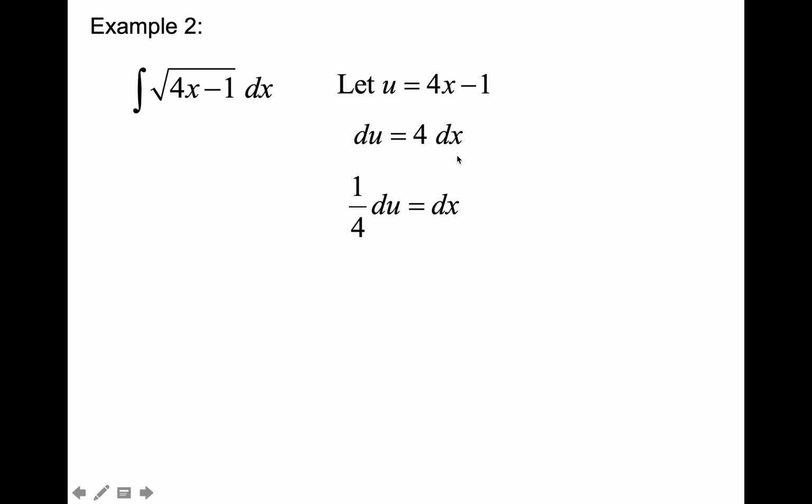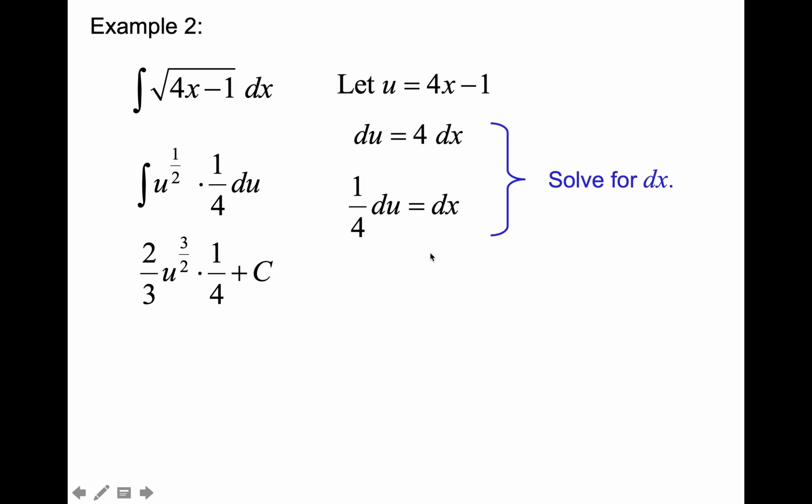So what we can do is solve for dx, because I want to be able to substitute the dx for something in terms of du. So I have to solve this for dx by dividing by 4. Now I know that dx equals 1/4 du. I'll be able to substitute a 1/4 du in place of the dx. So now we have u to the 1/2, because it's the square root of u, times 1/4 du.